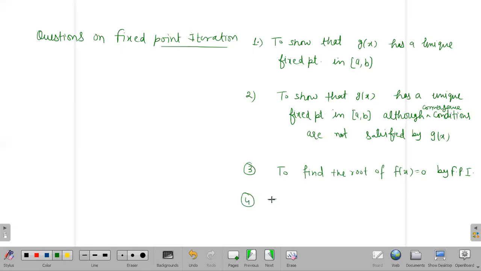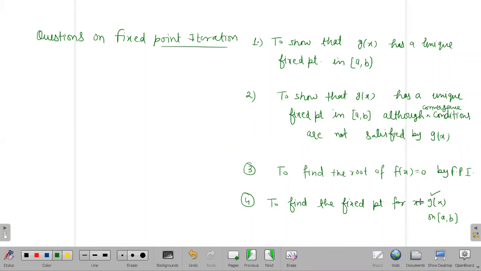And in the fourth, to find the fixed point, means already g of x will be given to you, fixed point for x is equal to g of x. Already g of x will be given to you on an interval. Then you have to check that this g of x is appropriate, means you have to work on this g of x only. No need to find another g of x. So just find the conditions, check the condition that this g of x is appropriate, and then take an initial guess and find the iteration.